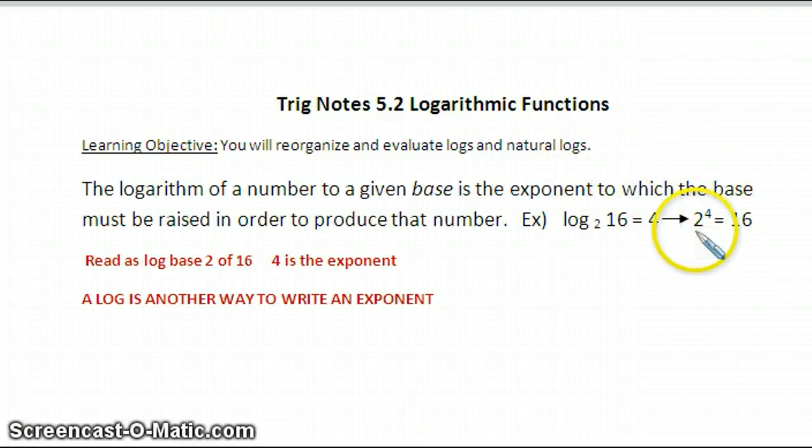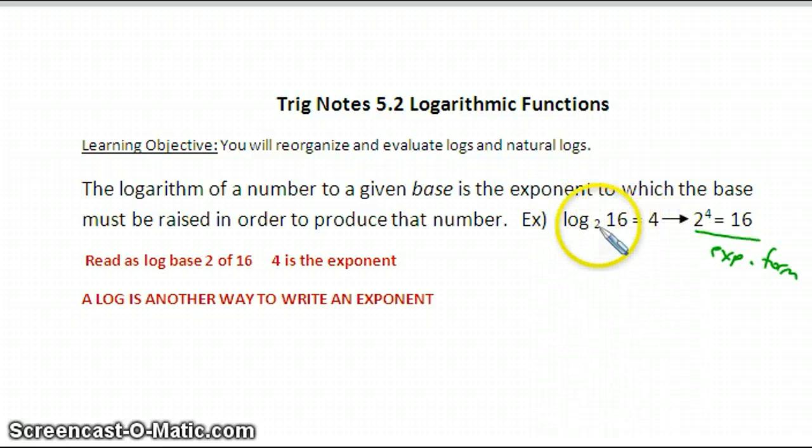Now what we're used to seeing is something in exponential form: 2 raised to some power or 2 raised to some exponent of 4 is equal to 16. Well, we're going to be looking at log form now. Log base 2 of 16 equals 4. And we're going to have to figure out how this means the same thing as 2 to the 4th power equals 16.